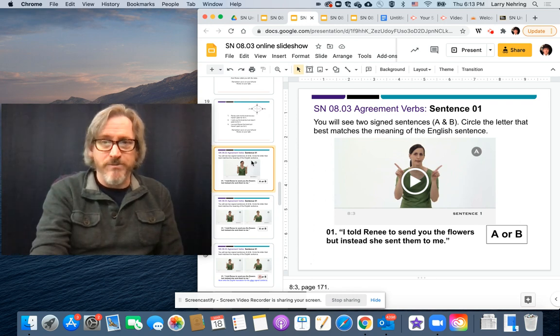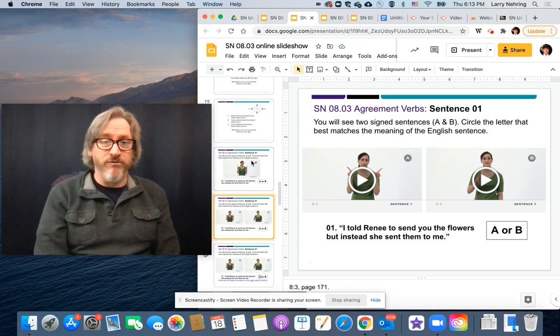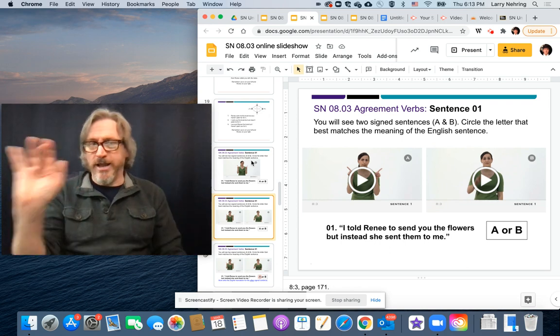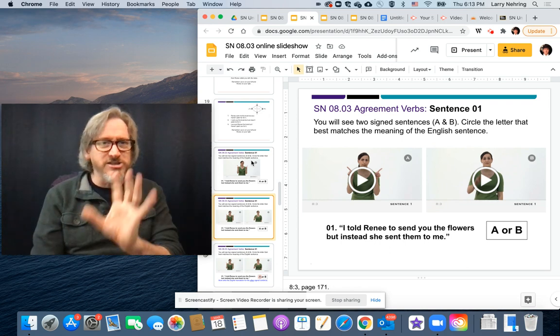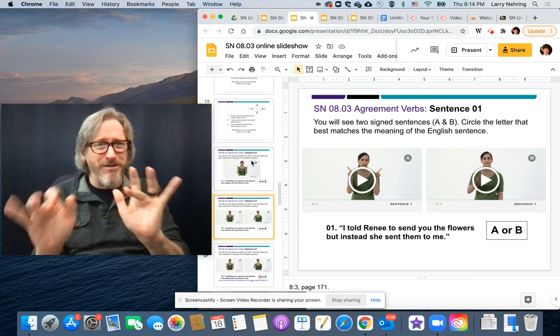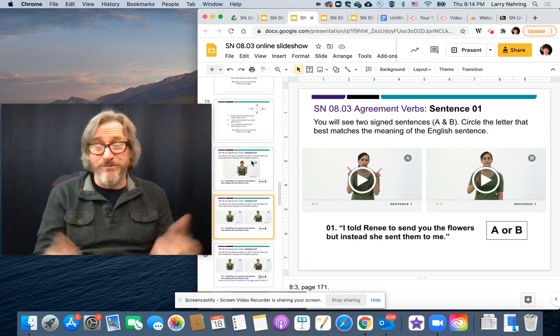The other way I've got it set up, A and B are separate videos, that you can play both. And I think this is going to be the better one because then you can compare them. You could have them play at the same time, whatever.